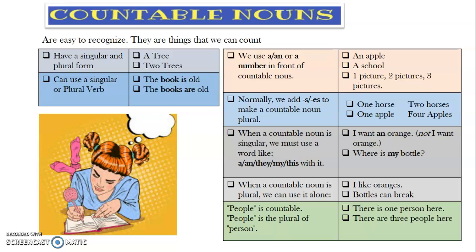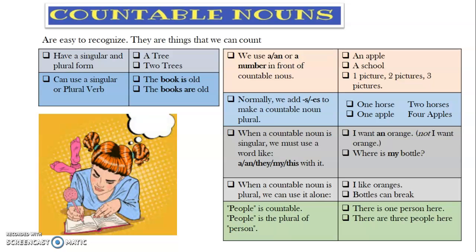Also, we can use a singular or a plural verb to talk about countable nouns. For example, the book is old. The books are old. We can count books. We use a, an, or a number, any number, in front of a countable noun. For example, an apple, a school, 1 picture, 2 pictures, 3 pictures.